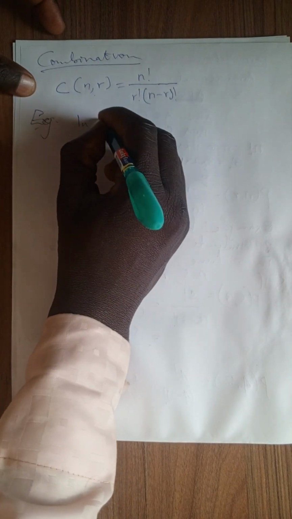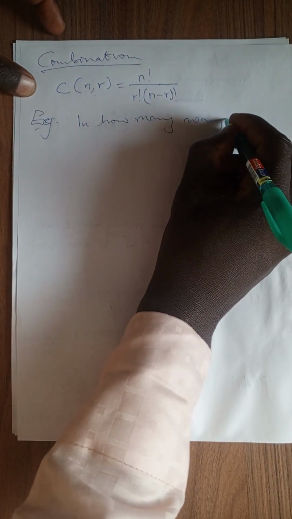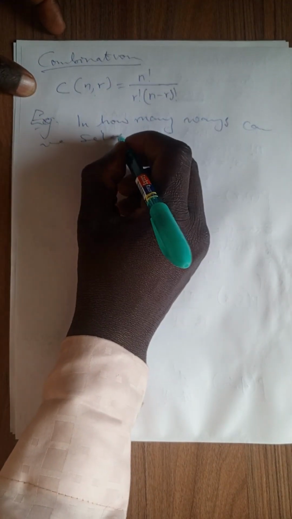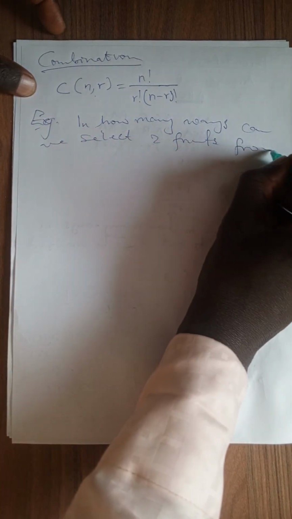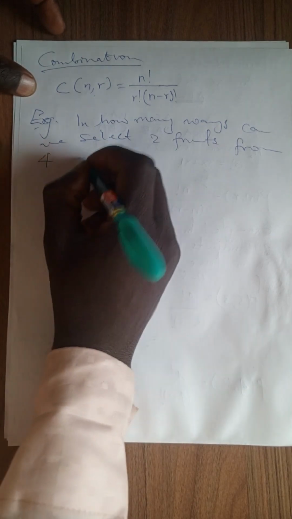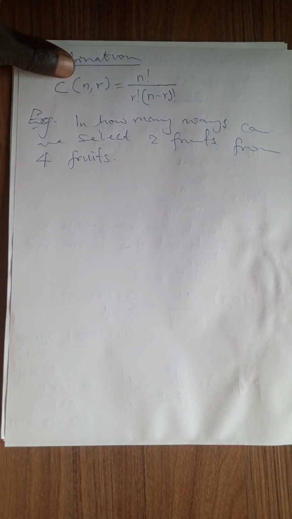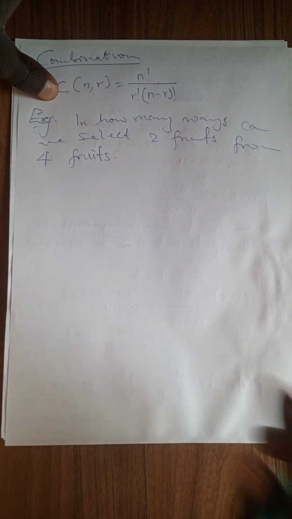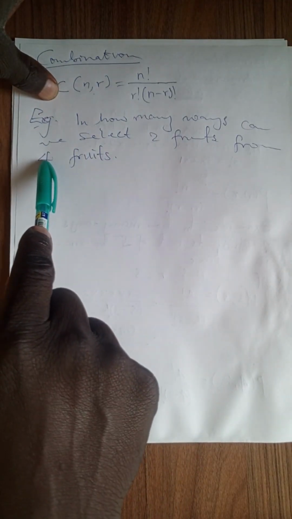Example: in how many ways can we select 2 fruits from 4 fruits? The 4 fruits are given as apple, banana, orange, and mango. In how many ways can you do this? All we are after is that we are choosing 2 out of 4.